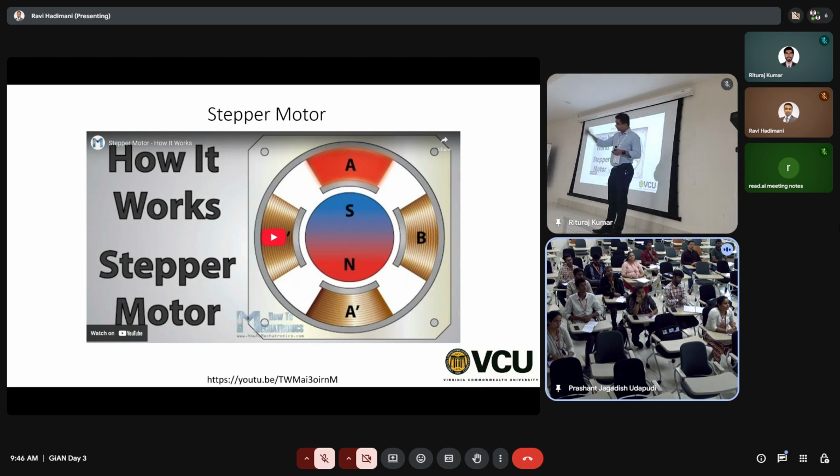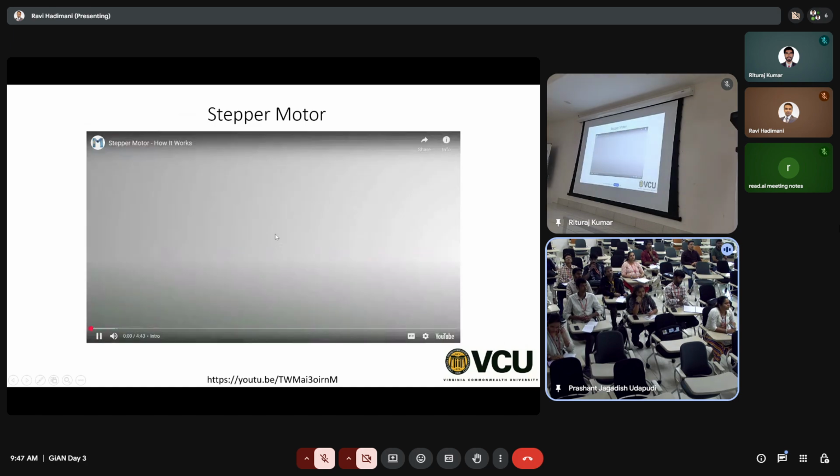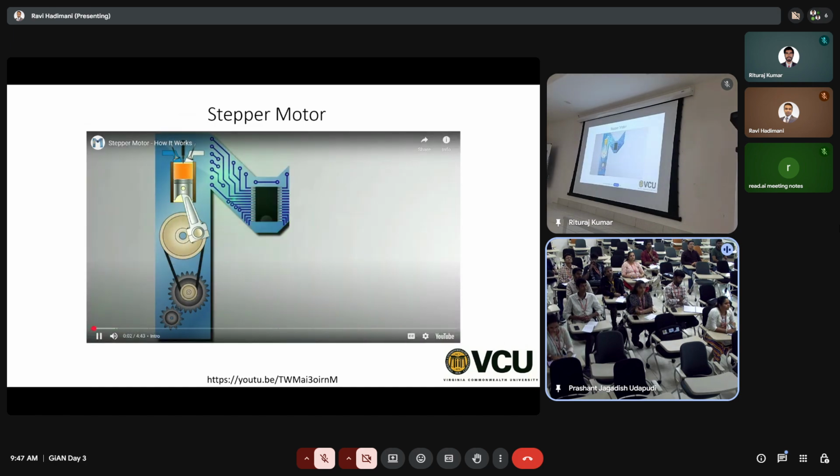But for sophisticated applications such as robotics, it has to be much more precise than just saying, I'll give you this current, give me this torque. It has to be much more sophisticated than that. You need high resolution, meaning any small amount of current should give you a small amount of torque. Stepper motors are used for that purpose. And here is a small video of a stepper motor.